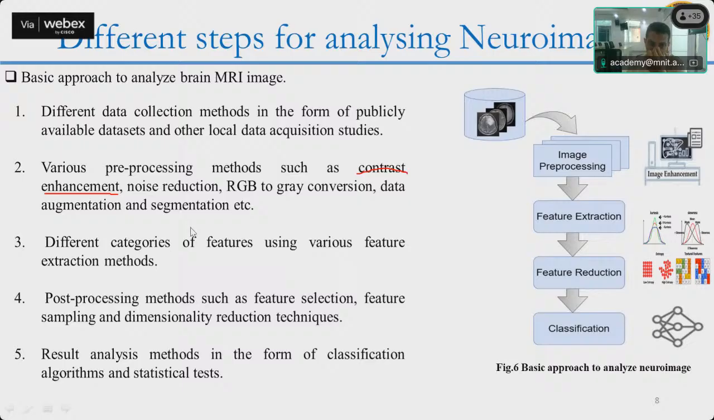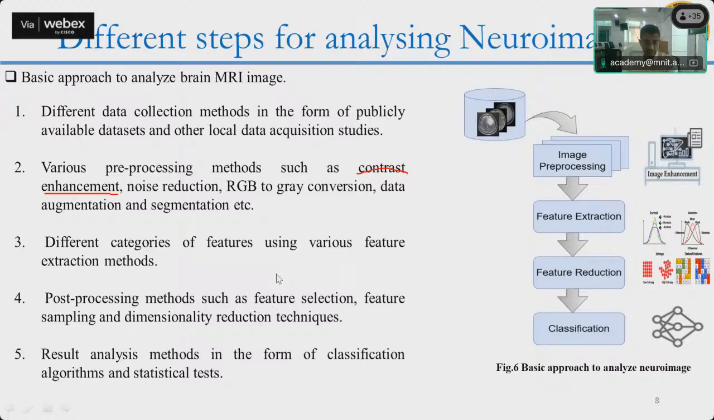Data augmentation and segmentation. See why we are doing it, so that the amount of the data, the length of the data can be reduced and it can be well processed. Different categories of features using various feature extraction methods. Then the post-processing methods such as feature selection, feature sampling and dimensionality reduction technique.